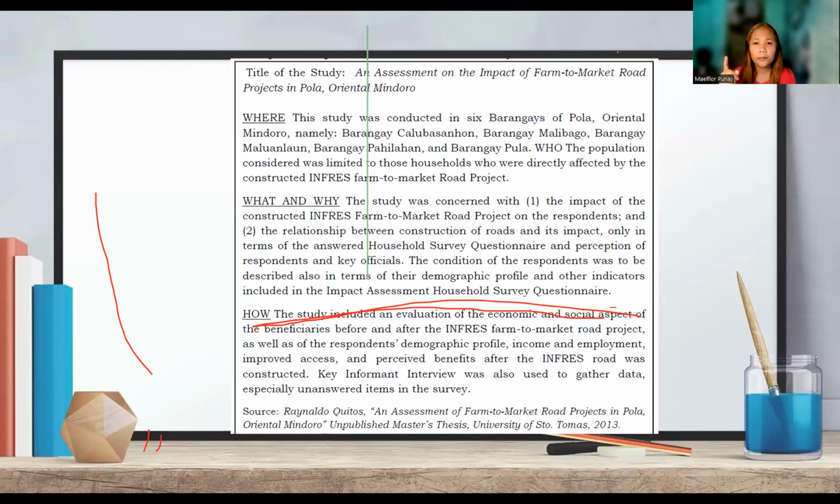So in their questionnaire, sa imuhang questions, the statement of the problem, dapat kung naa kay questionnaire, makita sa dito, prove og answer sad sa imuhang statement of the problem. So kung magbuhat og questionnaire, dapat in line sad siya sa imuhang statement of the problem. So there stated there nga ang ilahang pangan sa survey questionnaire is impact assessment household survey questionnaire.